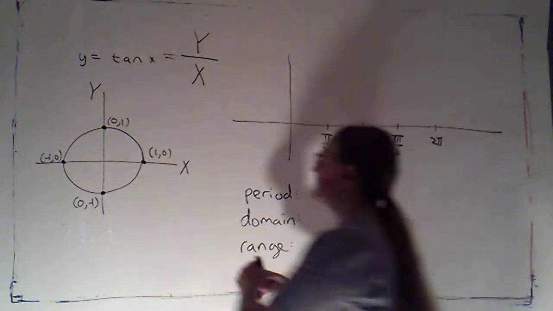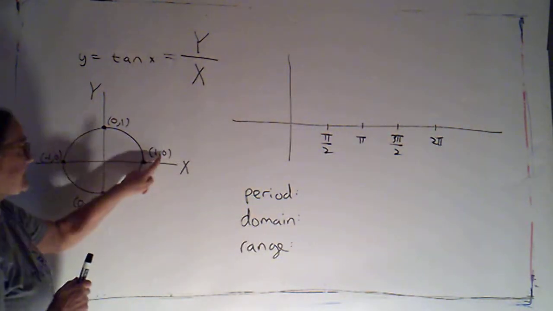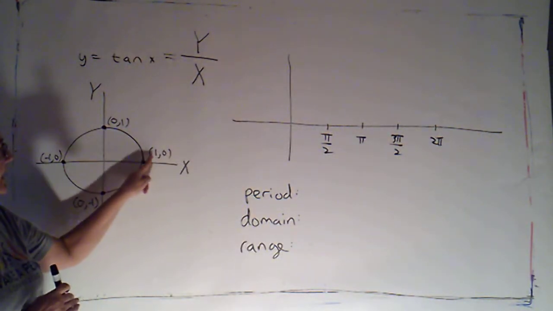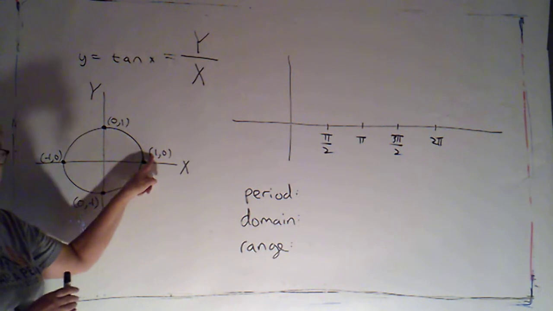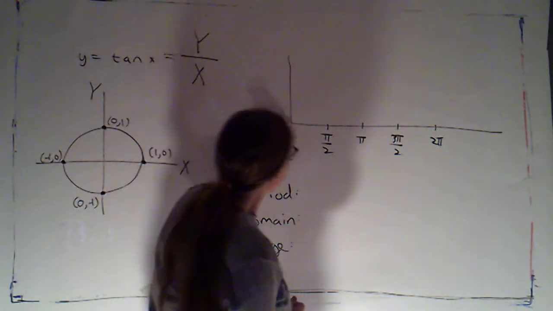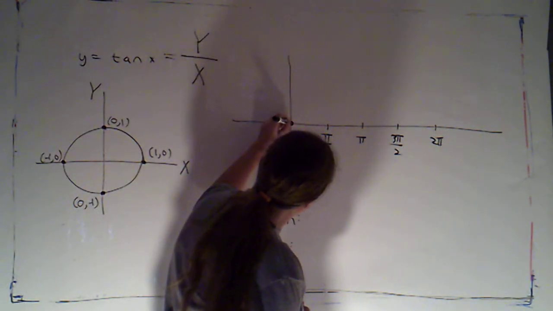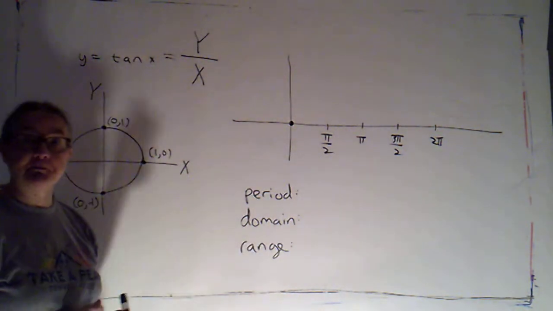Well, when my angle is 0, we're at this point right here. So capital Y over capital X would be 0 over 1. That's 0. So the graph of tangent is going to go through the origin.